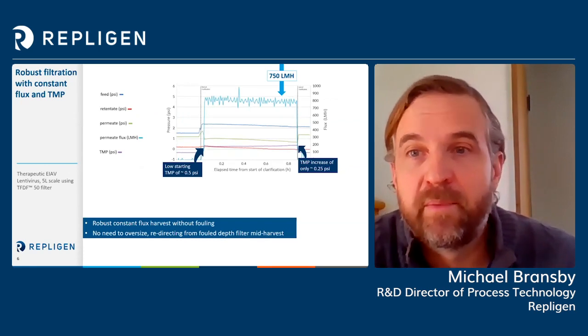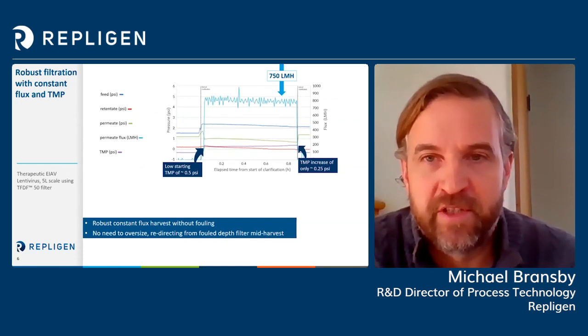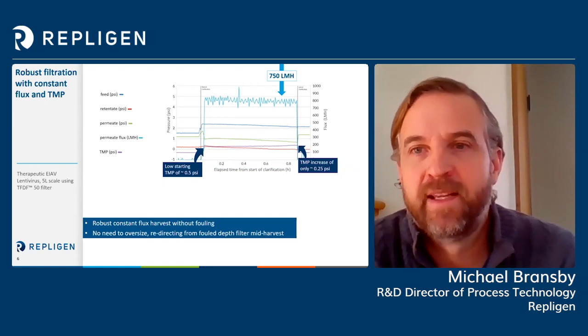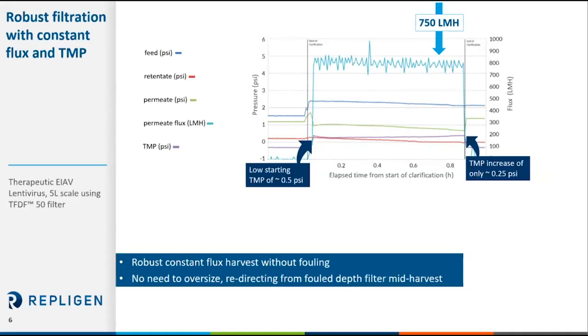So I want to show you a graph that brings out the advantages of TFDF filtration in a bit more detail. The x-axis of the plot is time, and then we have two different y-axes. The first is the pressure, and the second is the flux. TFDF typically delivers flux rates up to 10 times greater than depth filtration. In this example, flux starts at 750 LMH and remains stable at that value over the course of the entire run. On the left axis, let's look at TMP.